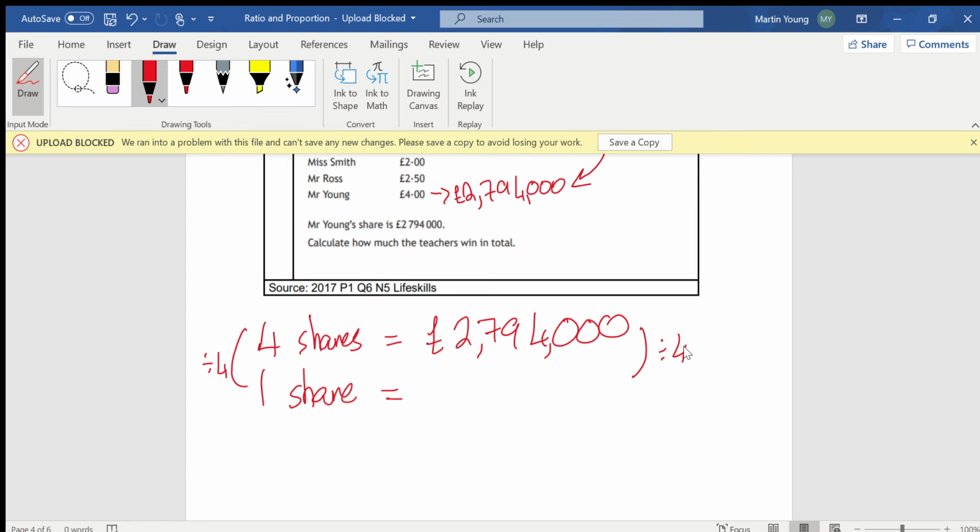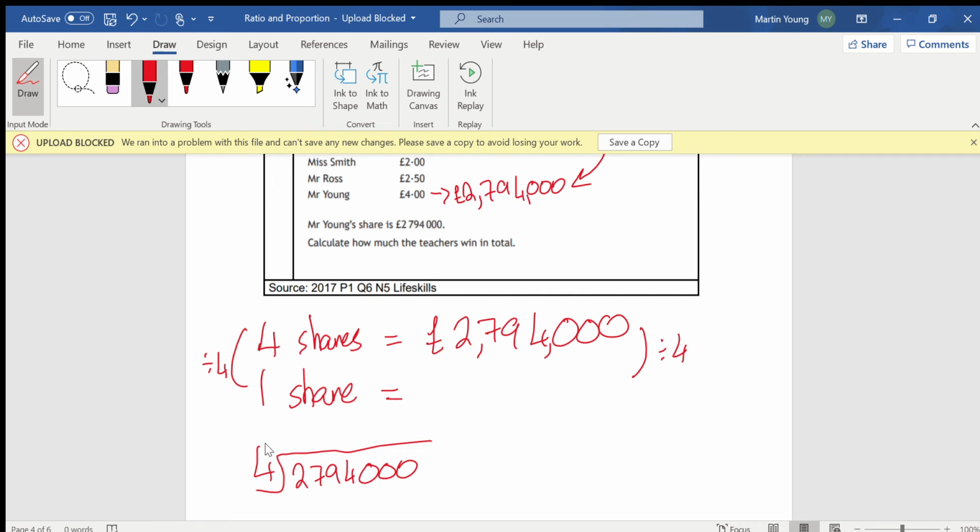Then what I need to do, because this is a non-calculator paper, you can tell that because it says paper number 1, is set out a wee sum if I can't do that in my head. So it would be 4 in here, and 2,794, and we'll just put the zeros in as well.